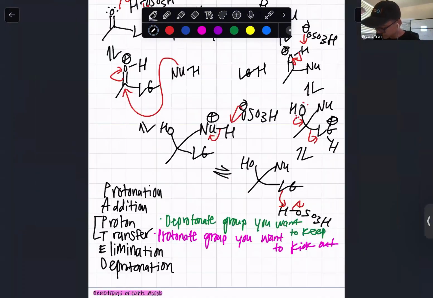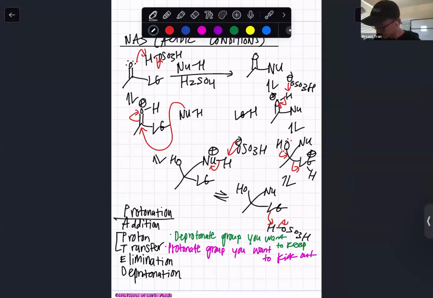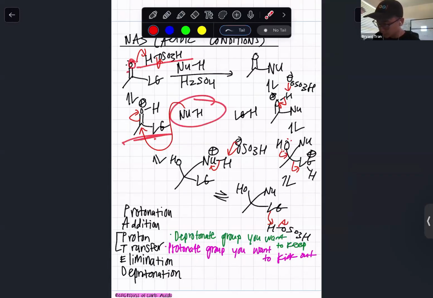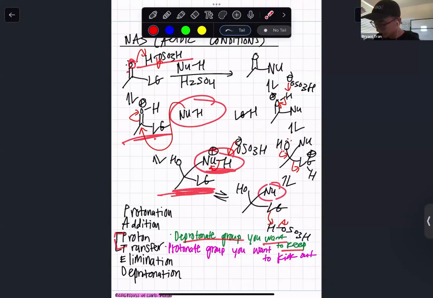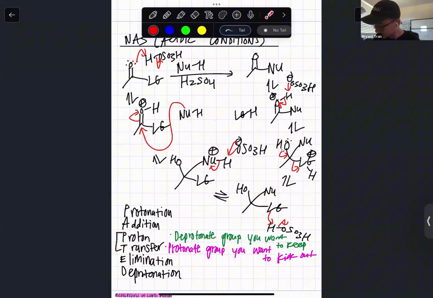For peptide and acidic conditions, protonation. Protonate the carbonyl oxygen to activate the carbonyl. Once the carbonyl is activated, we do addition of the nucleophile to create this tetrahedral intermediate. Then we do the proton transfer steps, where we deprotonate the group we want to keep, which is this new group right here. We want to keep that group, so we deprotonate it to make it into a bad leaving group. And then we protonate the group we want to kick out, which is this group right here. This is a bad leaving group, which is going to become a good leaving group by protonating it.